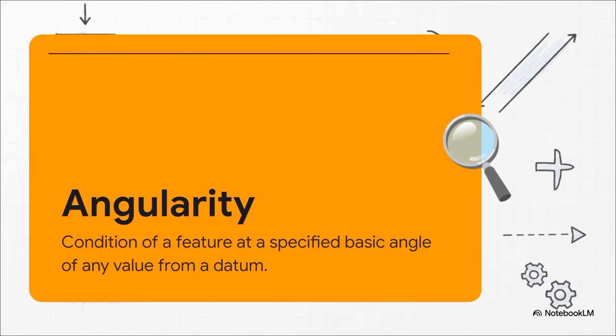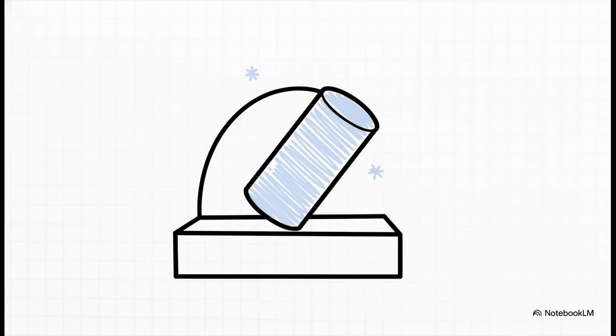But what if your design actually requires a part to be purposely tilted? Well, that brings us to our second symbol, angularity. In the GD&T framework, angularity is the condition of a feature at any specified basic angle, other than 0 or 90 degrees, from a datum. You can really think of angularity as the ultimate versatile catch-all. If your angle isn't perfectly flat and it isn't perfectly straight up, angularity is the symbol stepping in to do all the heavy lifting.